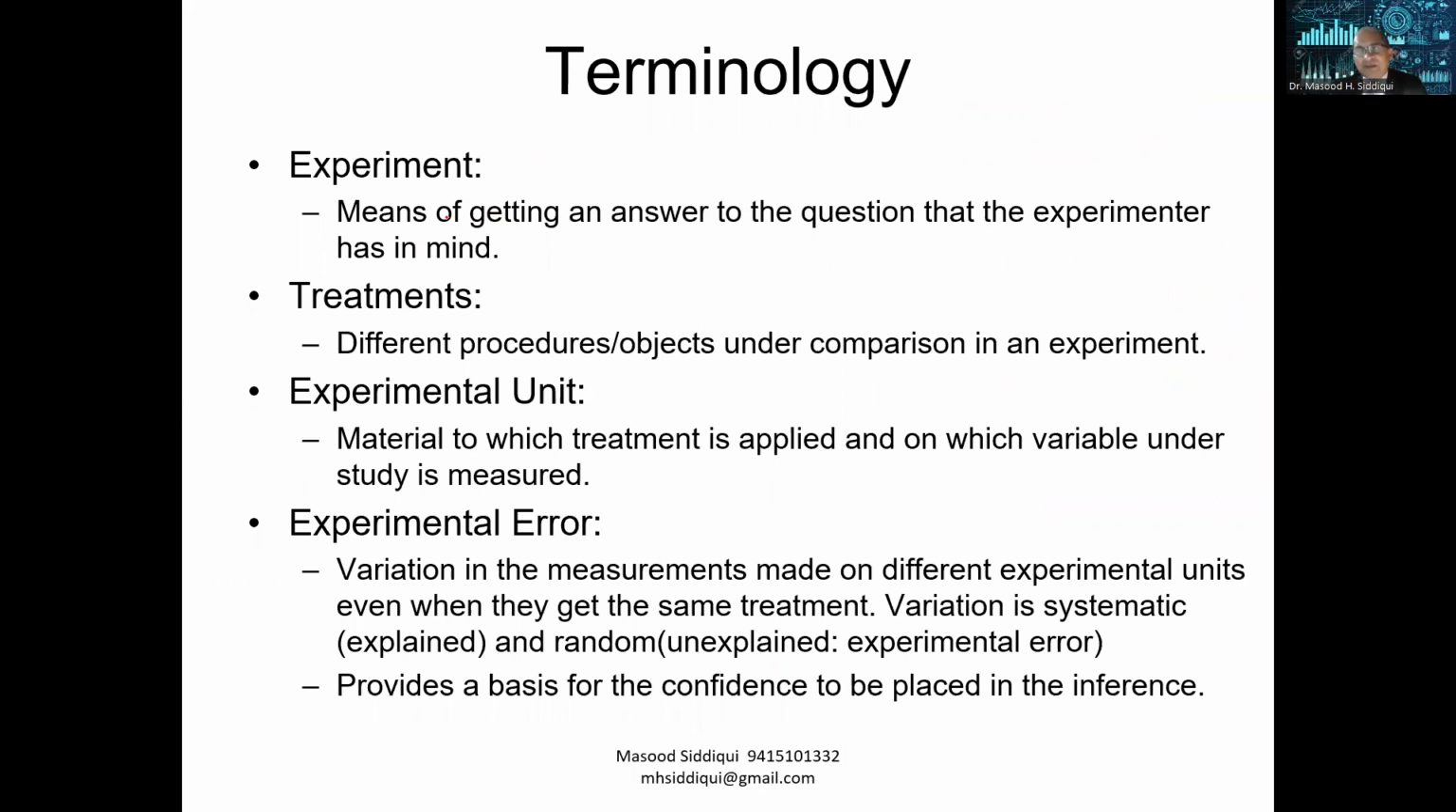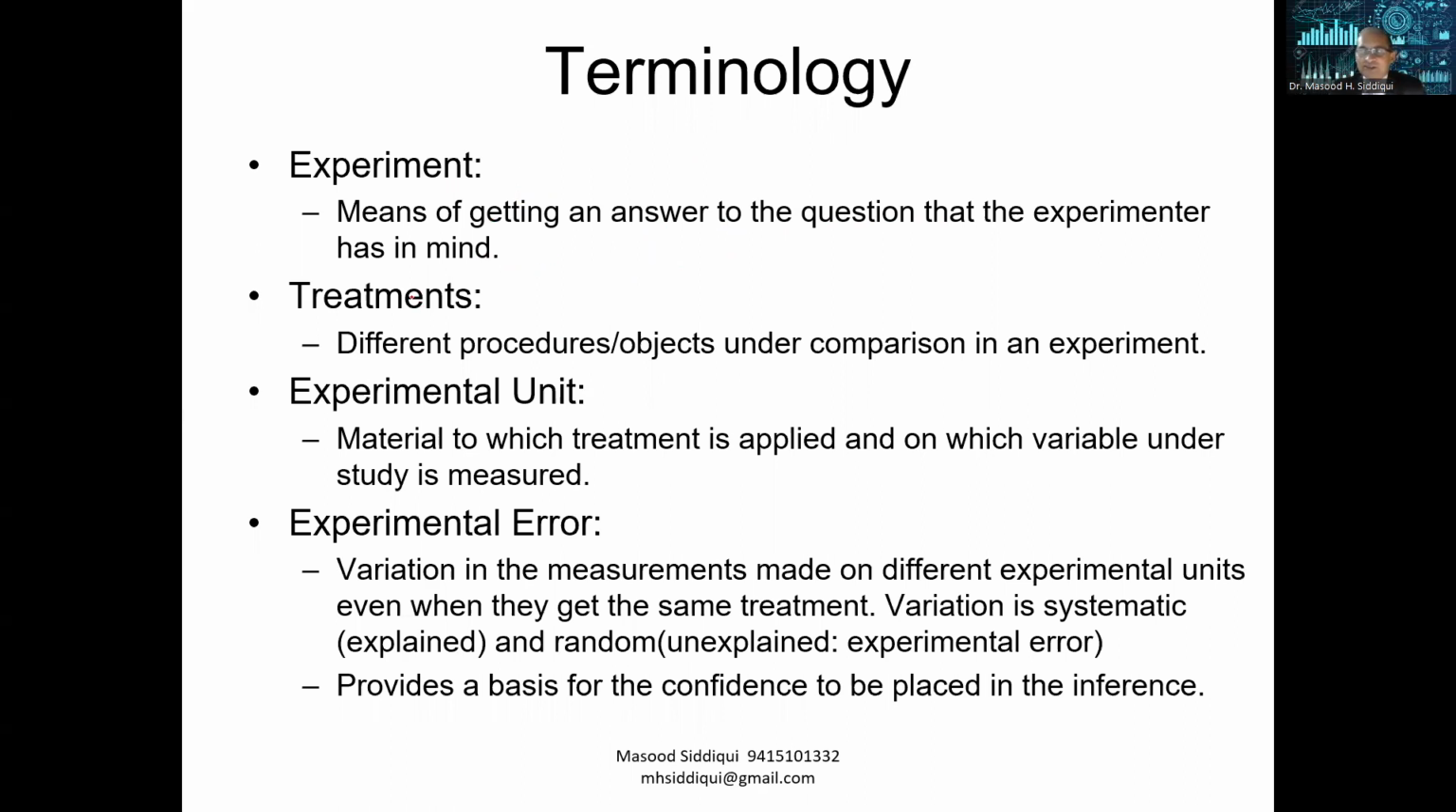Experiment may be defined as a means of getting an answer to the question that the experimenter has in mind. Means whether tonic A is good or tonic B is good, whether advertisement will affect the sale or sales promotion will affect the sale, whether discount has some impact on the sale quantity or not, right? So this is a way to get an answer to the question that the experimenter has in mind. This is known as experiment. We are defining experiment in detail also.